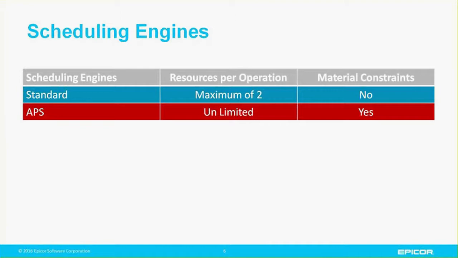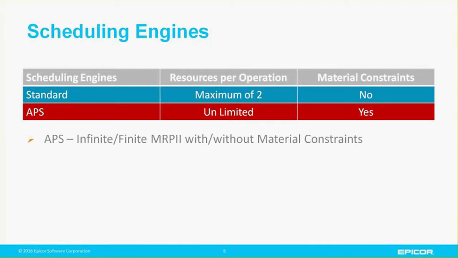However, the Advanced Planning and Scheduling APS engine allows an unlimited number of resources to be attached to each operation and allows material constraints to impact on the calculated schedule. With the APS engine, it is possible to elect to run MRP infinitely or finitely, and with or without material constraints enabled. This allows the relative scheduling impact of capacity and material constraints to be identified.